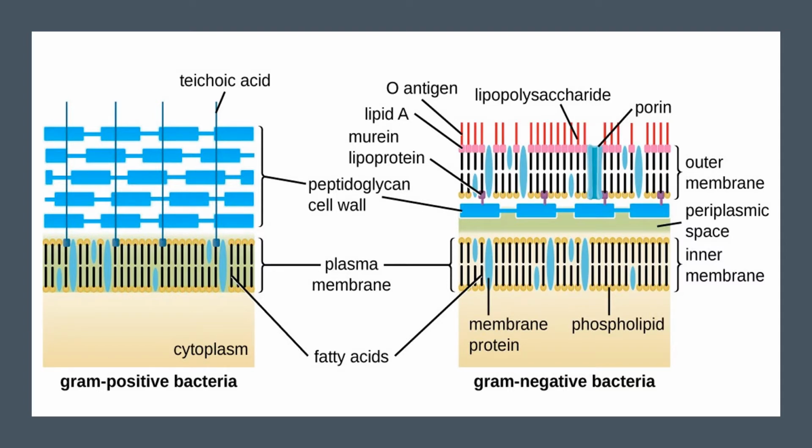This picture shows the difference between the cell walls of gram-positive and gram-negative bacteria. In gram-positive bacteria, there is a thicker peptidoglycan layer, while in gram-negative the peptidoglycan is thinner and single layer. Teichoic acid is present in the cell wall of gram-positive bacteria, while lipopolysaccharide is present in the cell wall of gram-negative bacteria.